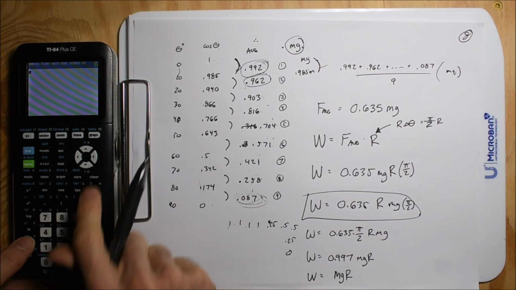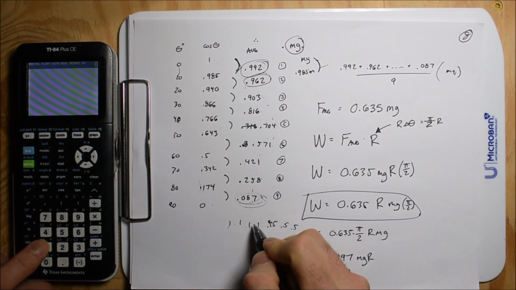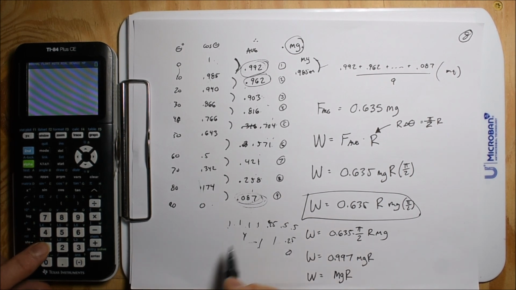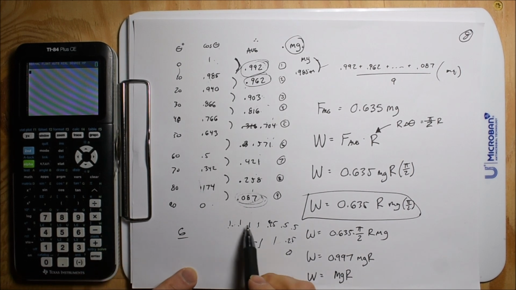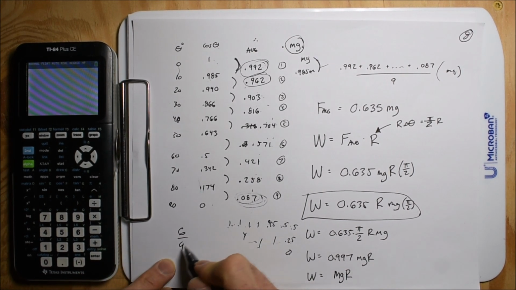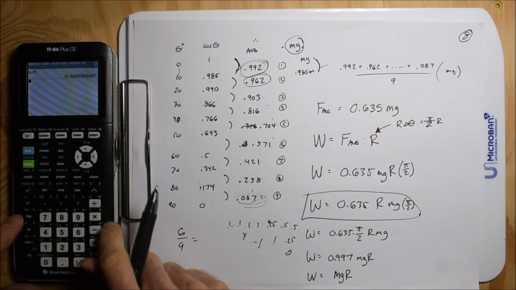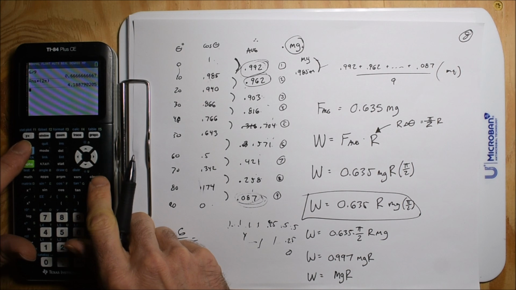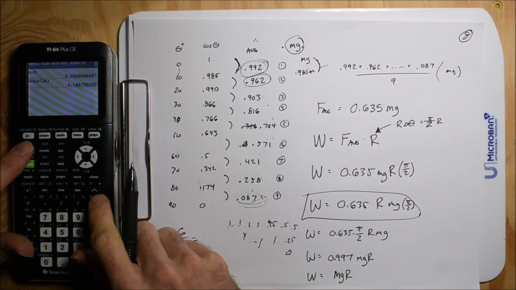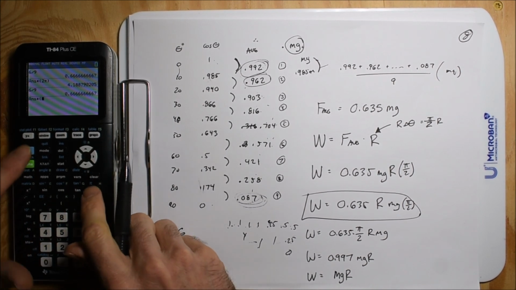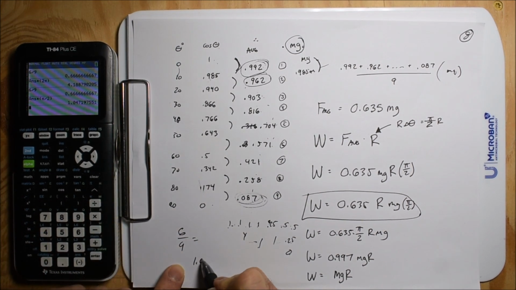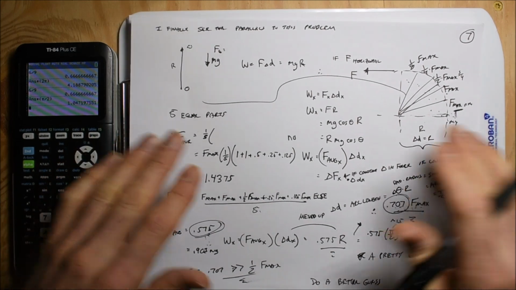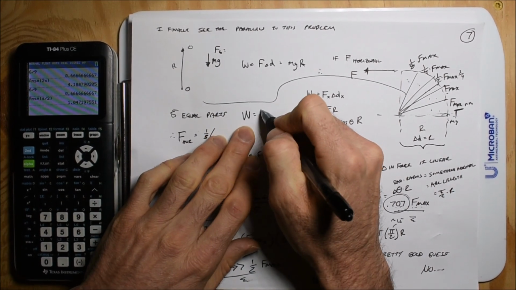Let's do this, because this is very fascinating. You have 4 plus 1 plus another 1, so you get 6. Right off the bat, 6 divided by 9 is kind of your average. 6 divided by 9 times pi divided by 2, and you get 1.047.